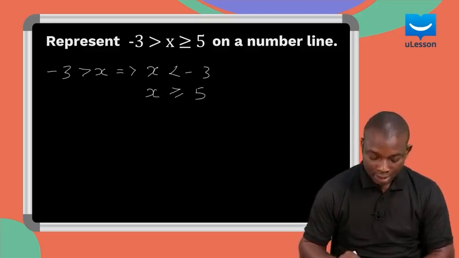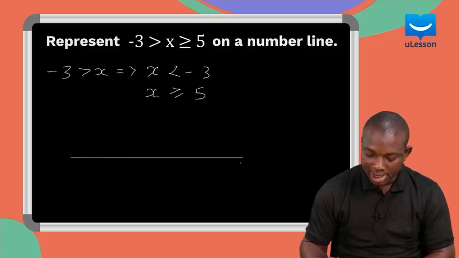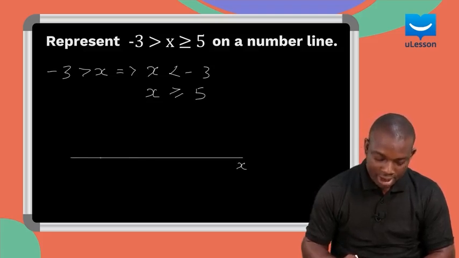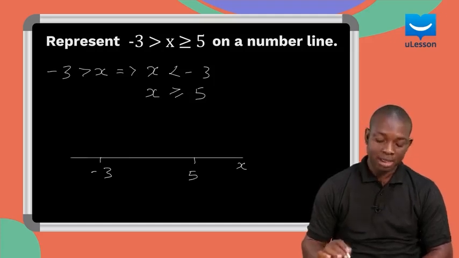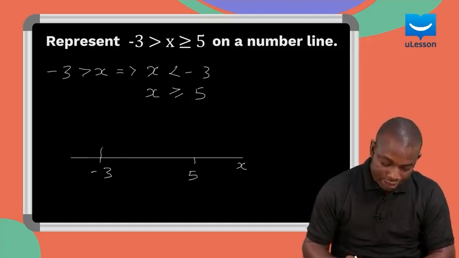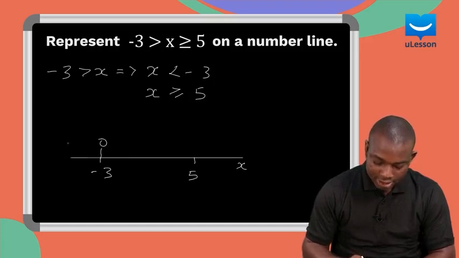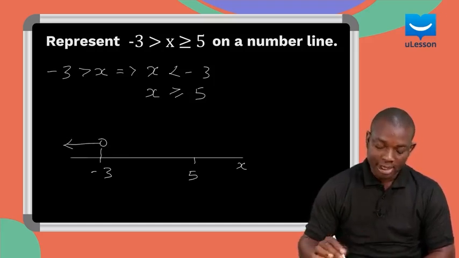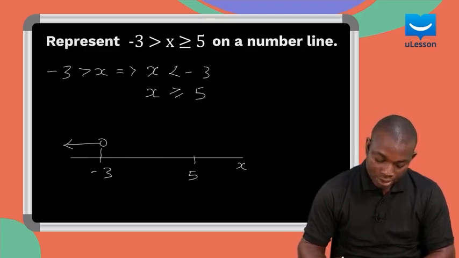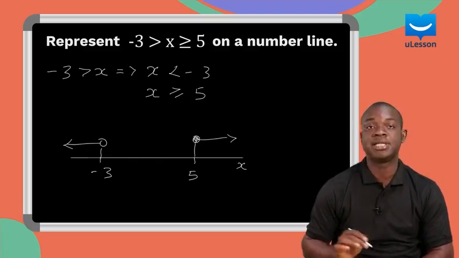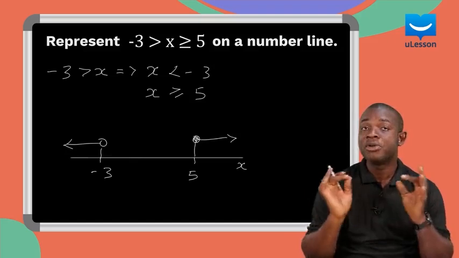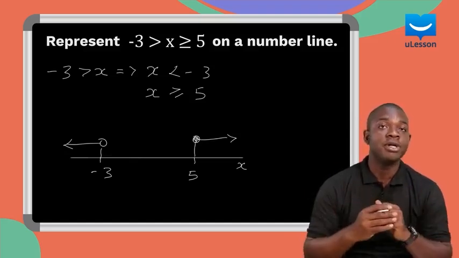So again, we draw out our number line for x, we locate minus 3, and we also locate 5. Now x is less than minus 3, so we draw a plain dot at minus 3 and the arrow faces the left. X greater than or equal to 5, we draw a shaded circle on 5 and the arrow faces the right.